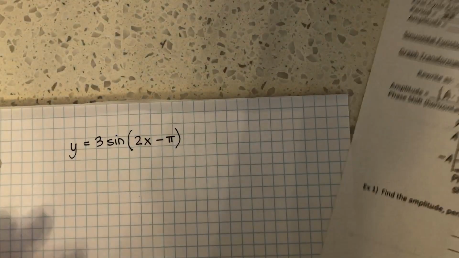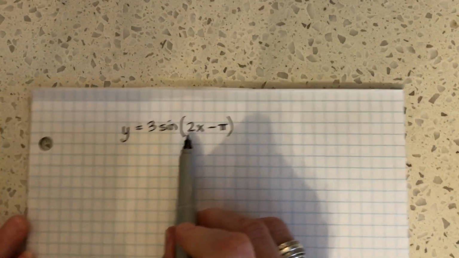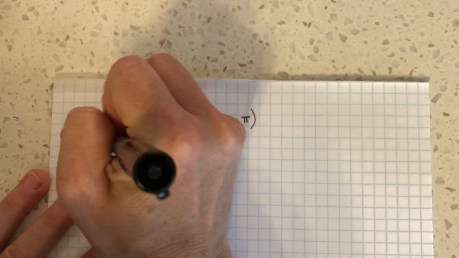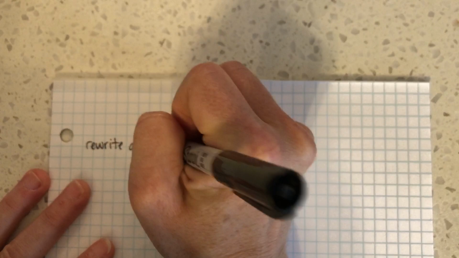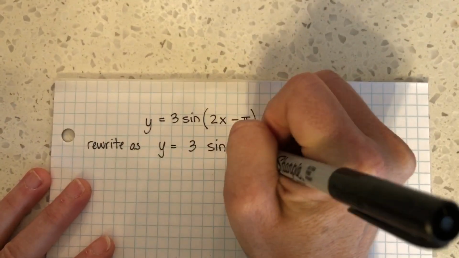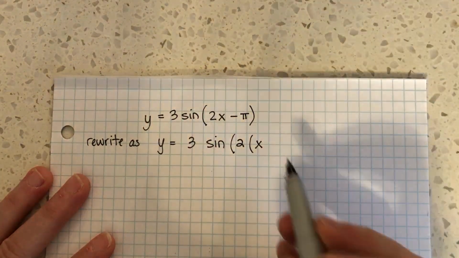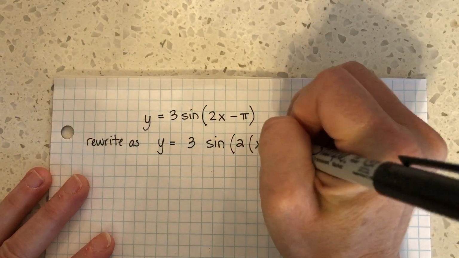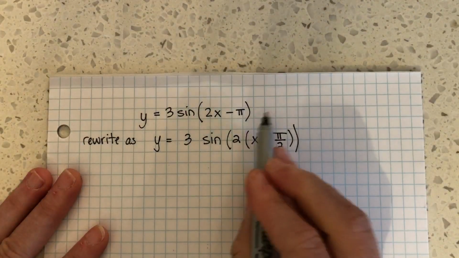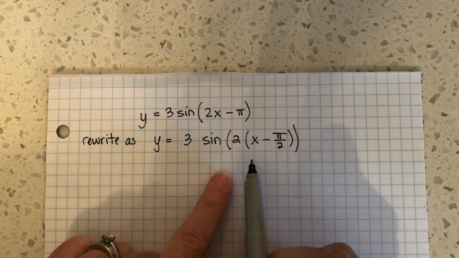Okay, so the first thing you need to do is rewrite it by pulling out that factor of 2. So we're going to rewrite this as y equals 3 times the sine of, pull out the 2, and then what's left? If I divide this by 2, I have x left. If I divide this by 2, I have minus pi over 2. And then there was no plus number, so there's no vertical shift up or down here. Okay, so this is what we're actually going to be graphing.